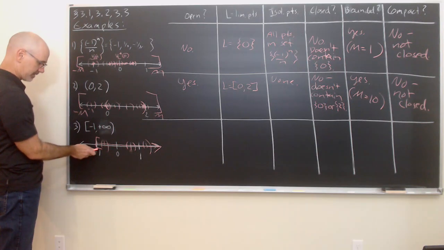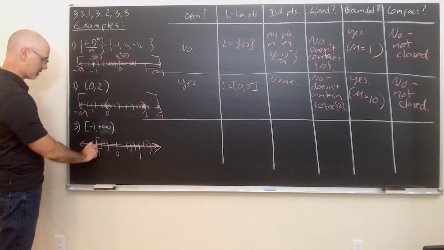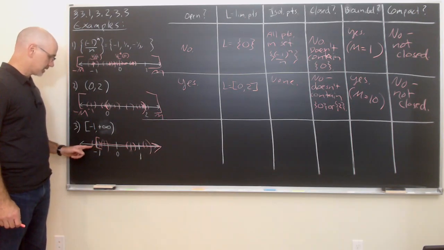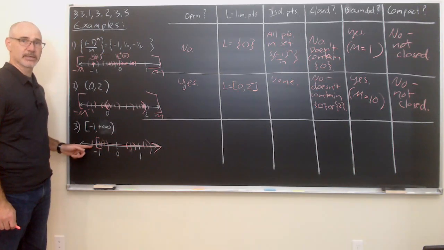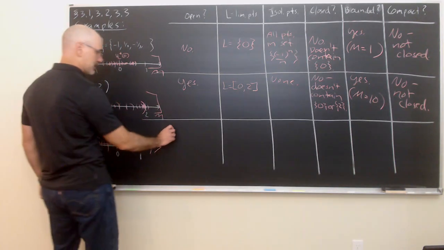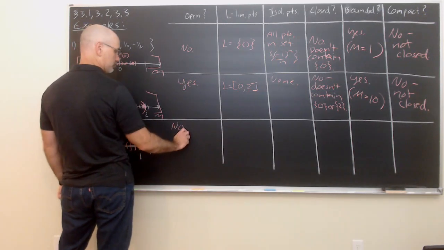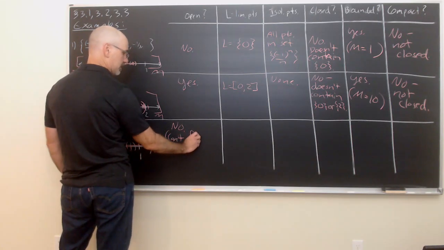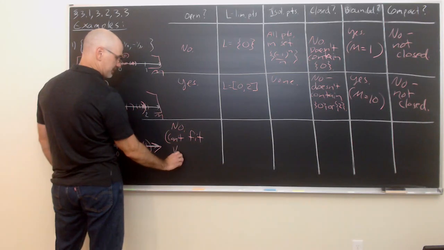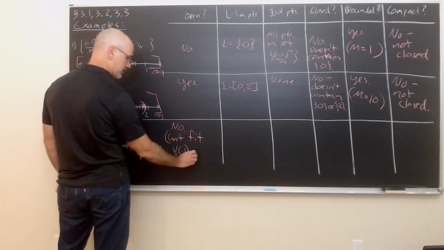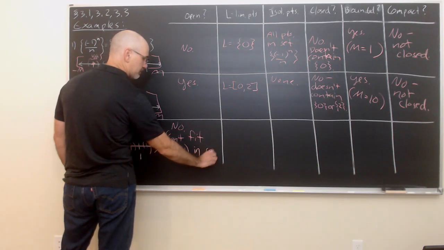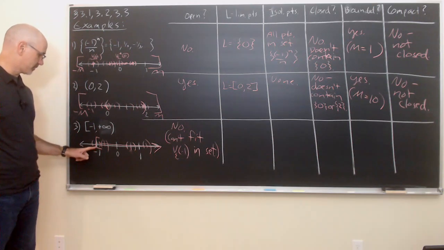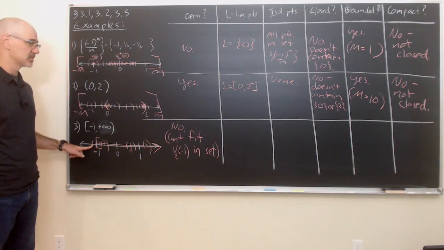But at -1, I think I've got trouble, right? Because no matter how small an epsilon neighborhood I try to put around -1, it extends to the left out of the set, so it can't lie entirely in the set. So this set is not open. So the idea here is we can't fit an epsilon neighborhood around -1 in the set. Again, every epsilon neighborhood around that point extends to the left past the point, and so it fails to be in the set.